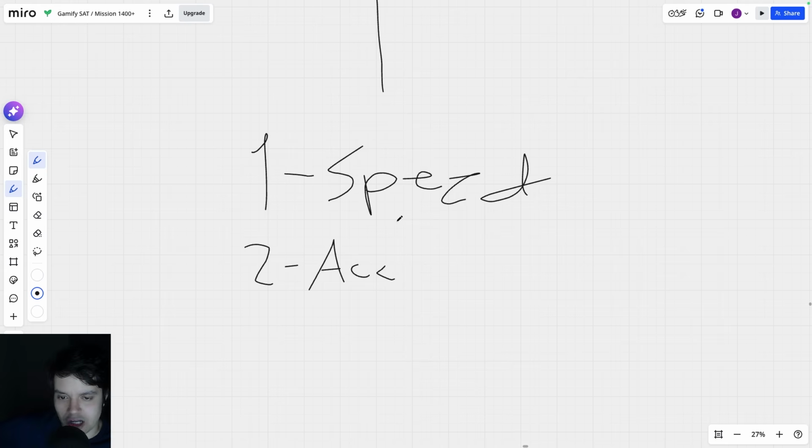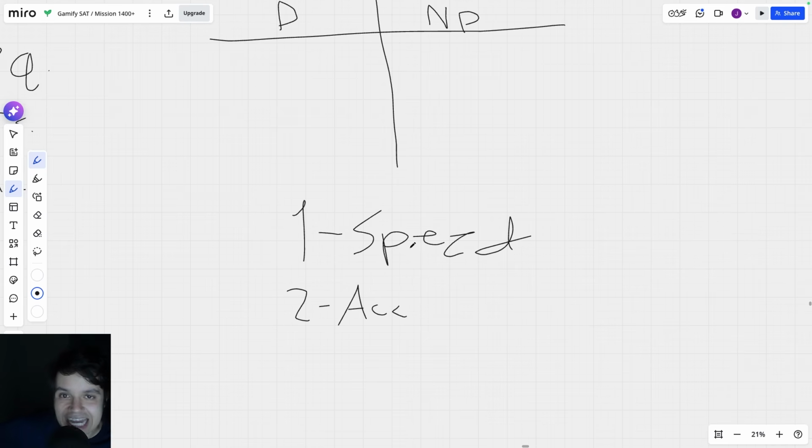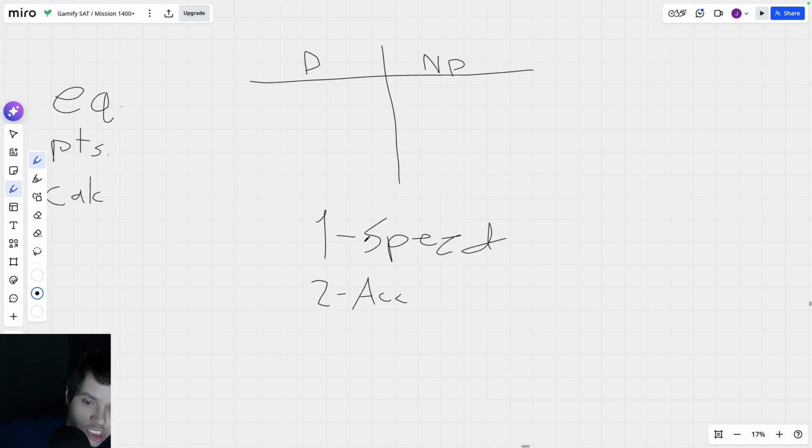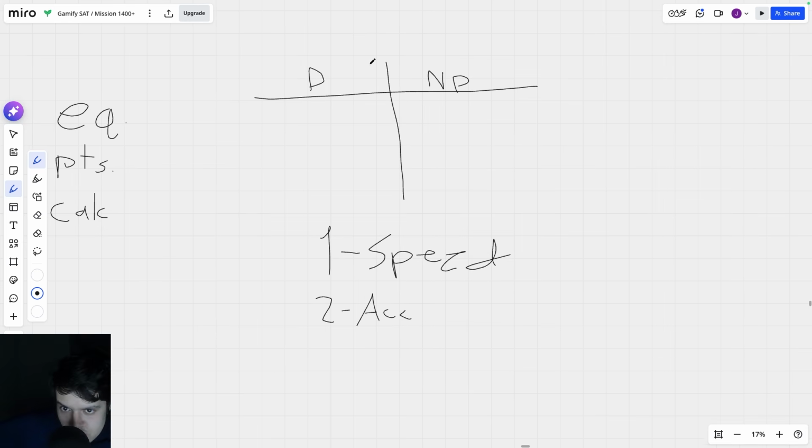And so as a result of that, the way you should evaluate literally anything on the SAT is, will it maximize both speed and accuracy? Or will it maximize at least one and have some kind of good reason not to maximize the other? And so that's how I view Desmos on the test.